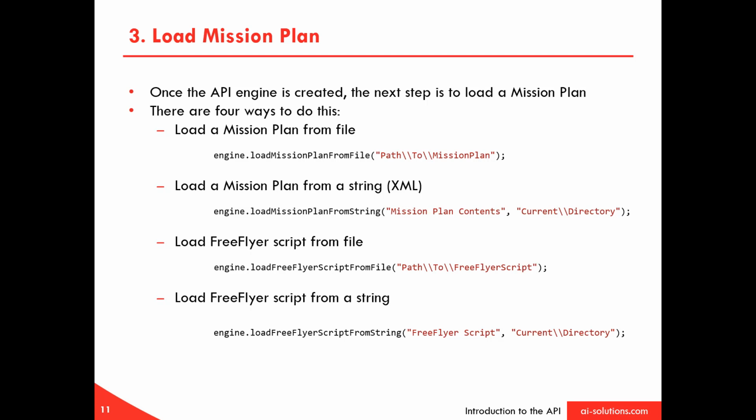You can also load a mission plan from a string. This would be an XML format to match the structure of a mission plan file. You can load a FreeFlyer script from file. So this would let you access FreeFlyer script without being formatted as an actual mission plan. So this would just be if you copy pasted some FreeFlyer script into a text file and loaded it that way. And similarly, you can load FreeFlyer script from a string. And that would be a very simple way to access FreeFlyer script directly. Again, not in a mission plan XML format, just FreeFlyer script.